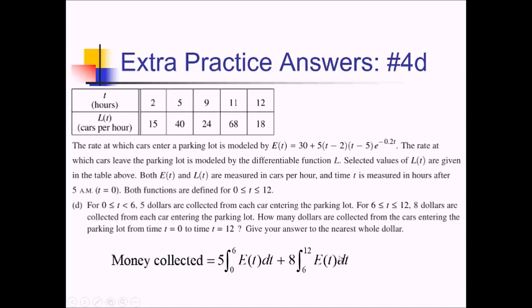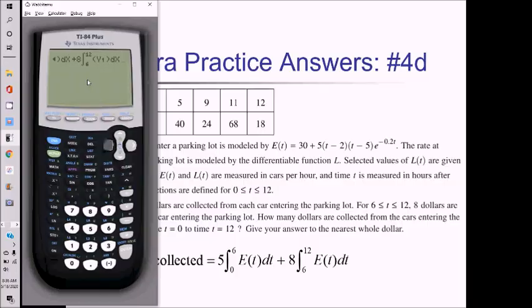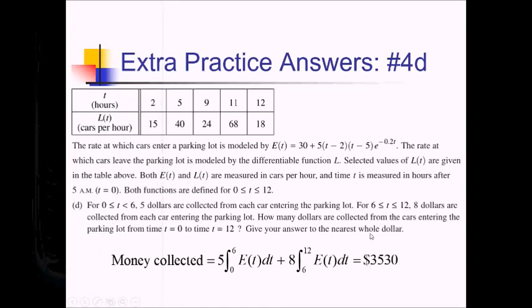And all of this now is just going to happen on the calculator. All right, so here's everything I entered on the calculator. There's my second money integral. Here's my first integral. Press enter, let the calculator do the heavy lifting. And that's going to be, let's see, they wanted it to the nearest whole dollar. So that's going to be $3,530. Don't spend it all in one place.